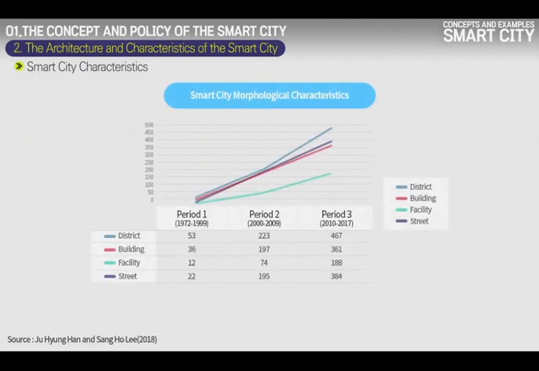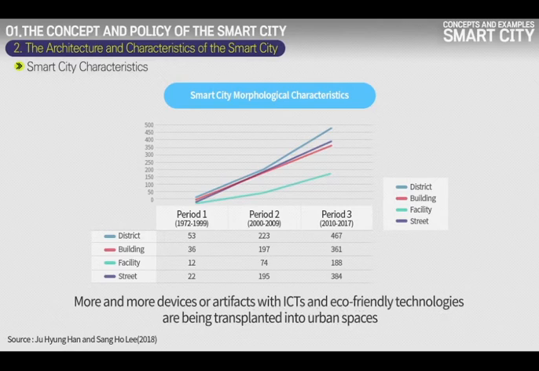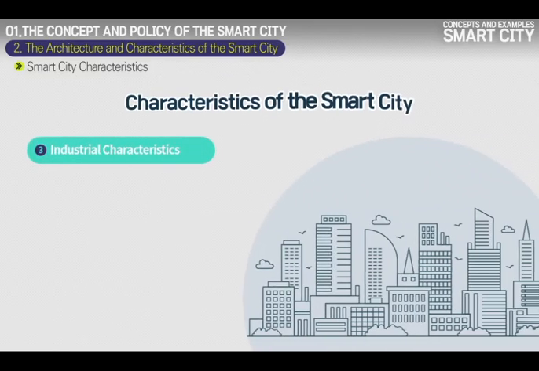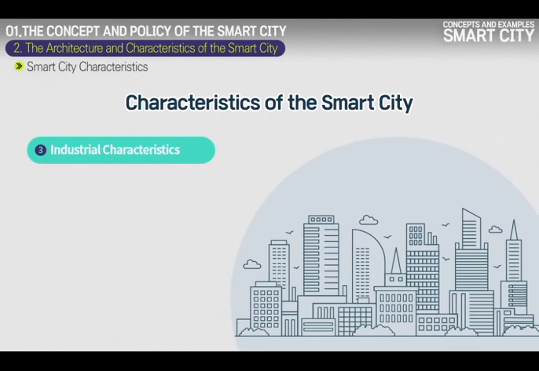According to a recent real case study, more and more devices or artifacts with ICTs and eco-friendly technologies are being transplanted into urban spaces, such as district, building, facility, and street. Facilities that used to be used as general buildings are becoming smarter as smart devices and smart artifacts are being implanted. Finally, there is the industrial characteristics of the smart city.